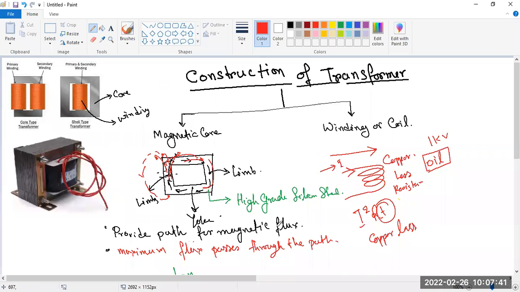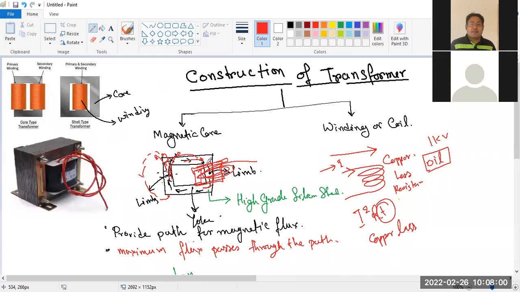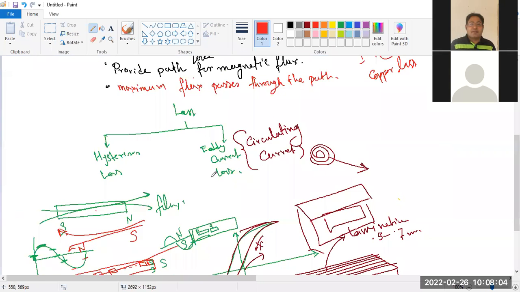So this is all about the construction of the transformer. And now this coil and this core are totally insulated because it is set in a PVC bobbin. Then it will be wound up. So insulating material is used.